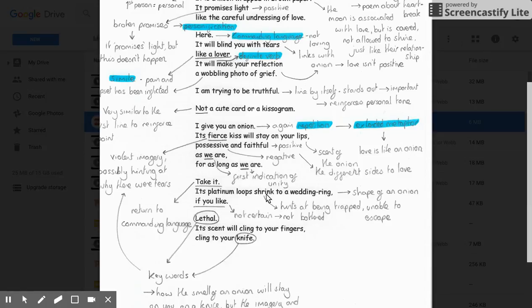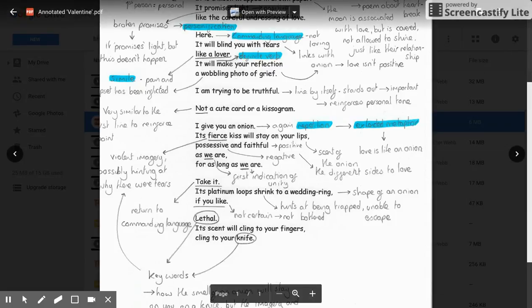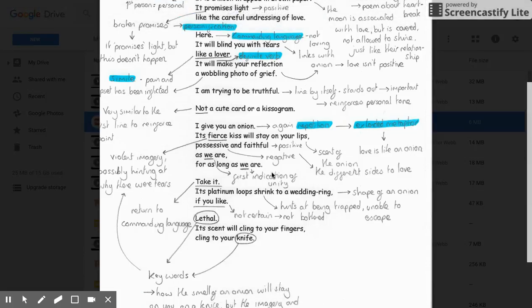Possessive here links to shrink. Again, shrink, the hoops of an onion ring can link to a wedding ring, okay, as a metaphor, but shrink here, not placed like a wedding ring, but shrink here really hints at, I think, being trapped, okay, being possessed, not allowed to have that freedom.